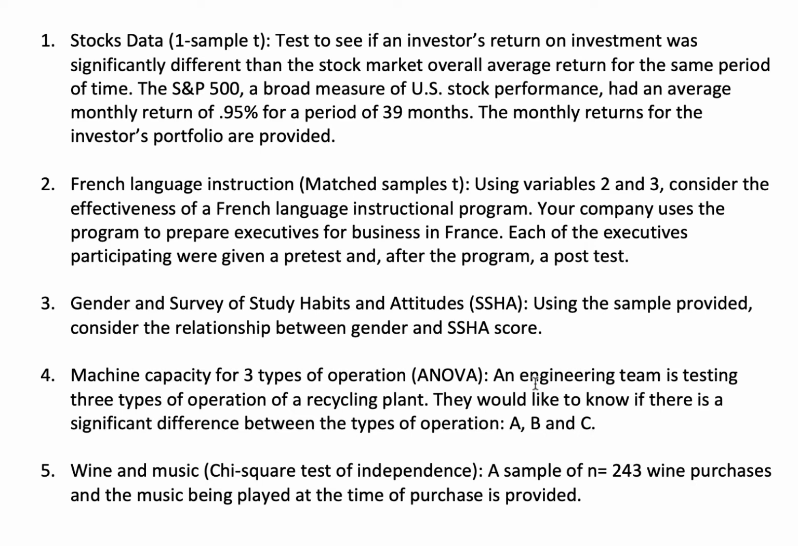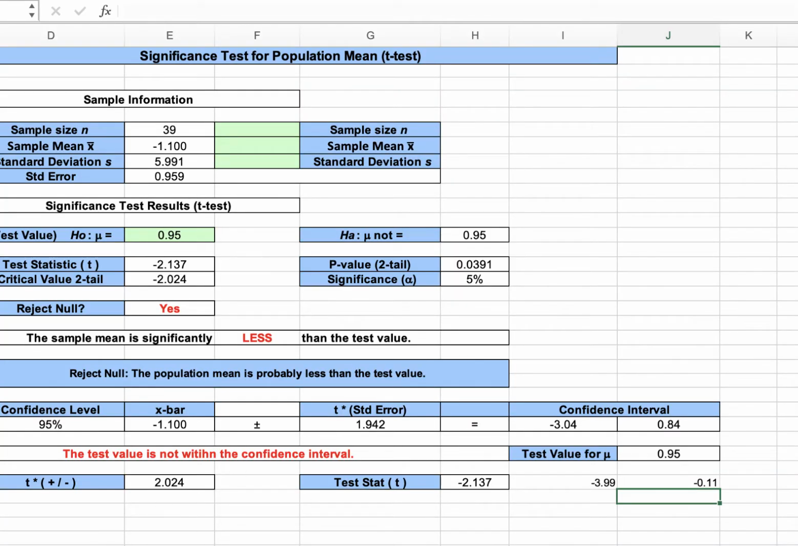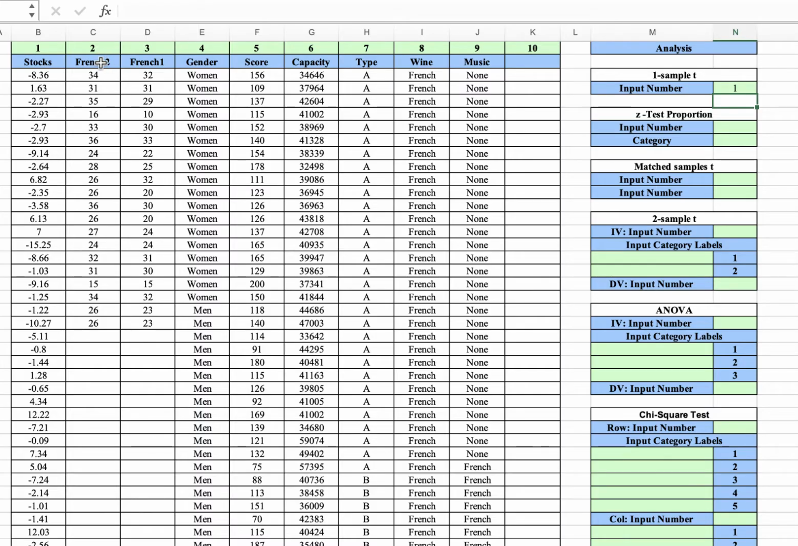But these programs, there are many alternatives, right? We can use many different commercial programs and get the same thing. So they want to see, is our executive training program in French language worth it? Should we keep it? Does it actually work? Is it worth the expense at our company? So this would be a matched samples t, and the two variables here are pre and post test scores.